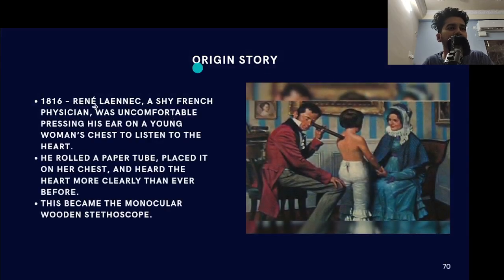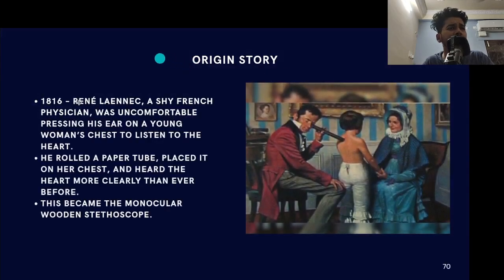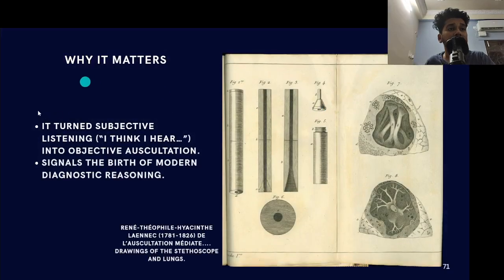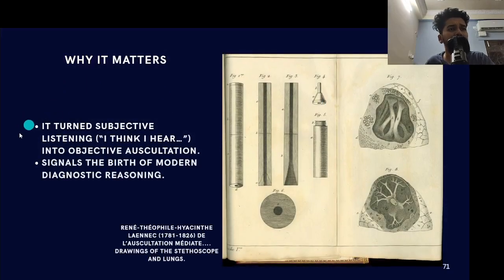The origin story was that in 1816, René Laennec was a shy French physician who was uncomfortable pressing his ear on a young woman's chest to listen to the heart. So he rolled up a paper tube, placed it on her heart, and heard the heart more clearly than ever before. This became the monocular wooden stethoscope. Why this matters: it turned the subjective listening, "I think I hear", into an objective measurable value, like auscultation. This signals the reasoning of modern diagnostic methods.